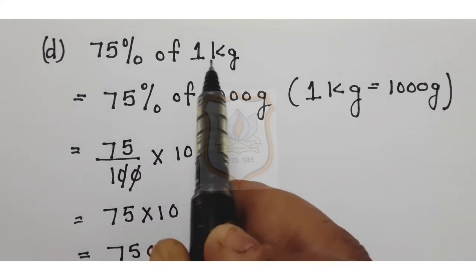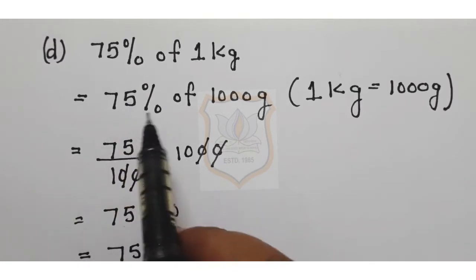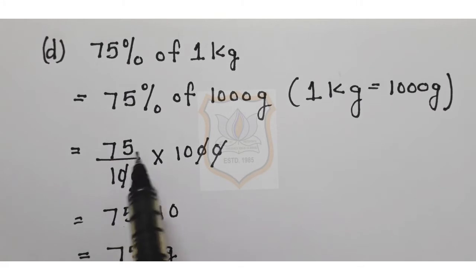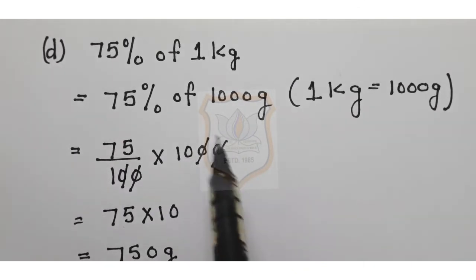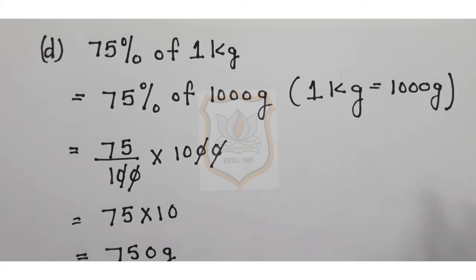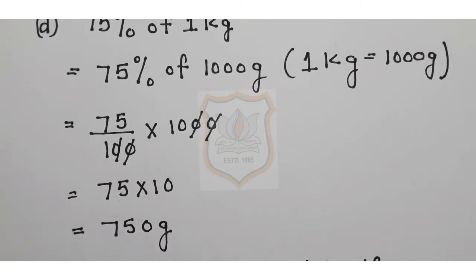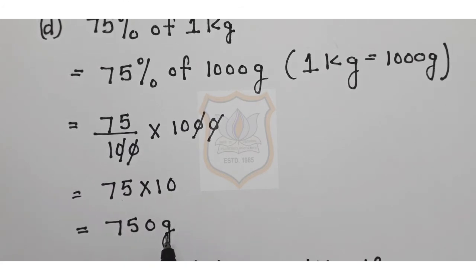So in place of kg, I will write 1000 gram. So 75% of 1000 gram. 75% means 75 upon 100. Of means multiply, and 1000 gram will come over here. 0, 0 cancel, 0, 0 cancel. Our answer is 75 into 10. 75 into 10 is equal to 750 gram. So this is the answer of D part of question number 4.